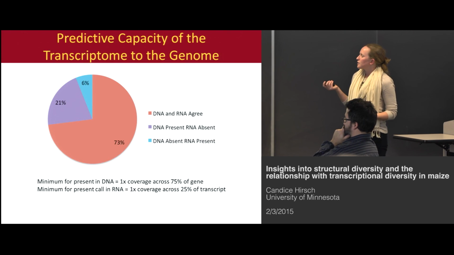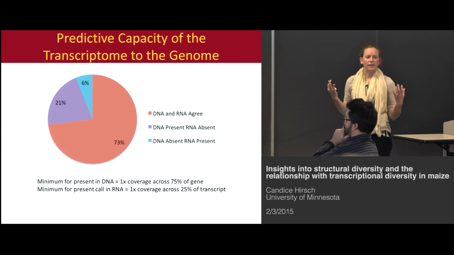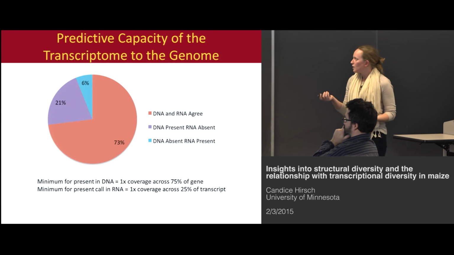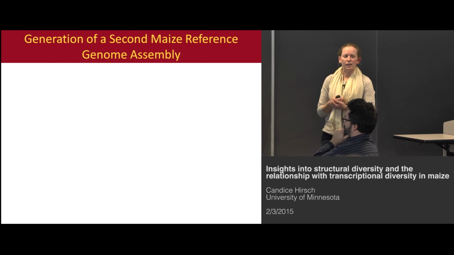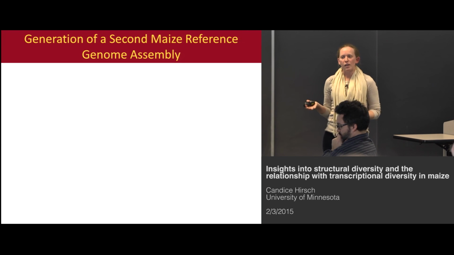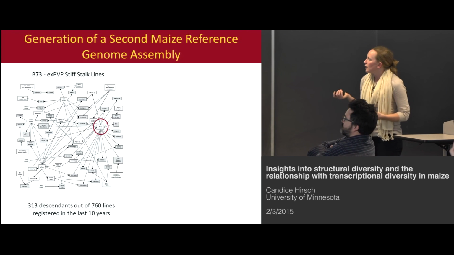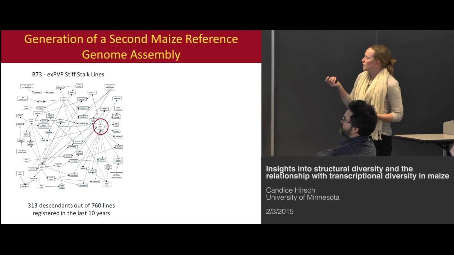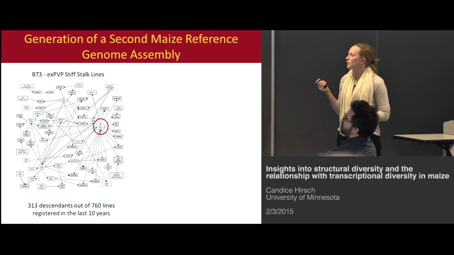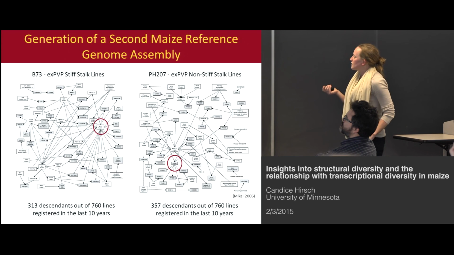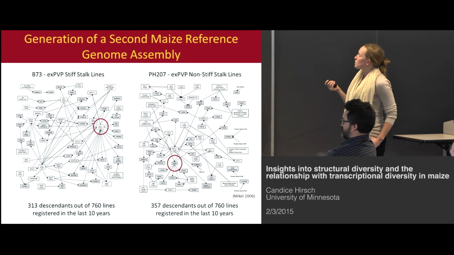Okay, so you can see that yes, there's a relationship here, but there's clearly a need to look at the genome level if we want to understand genome content variation. So this really got us into thinking about generating a second maize genome assembly. As I said before, B73 was the first genotype that we had a de novo assembly for, and we recently generated a second de novo assembly for PH207.